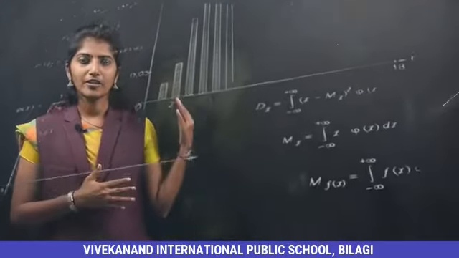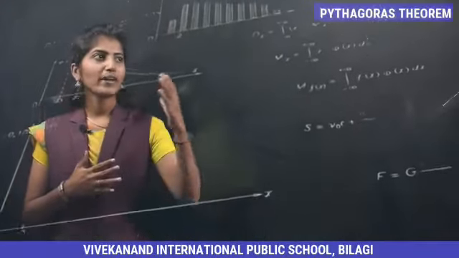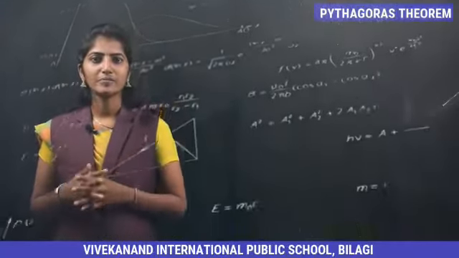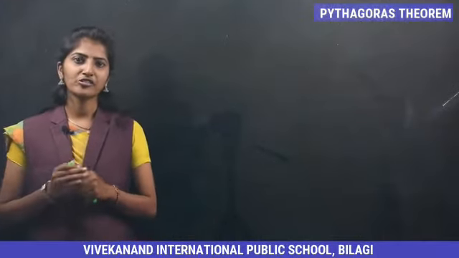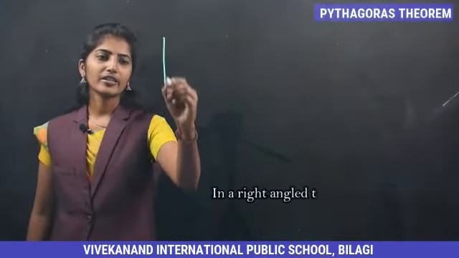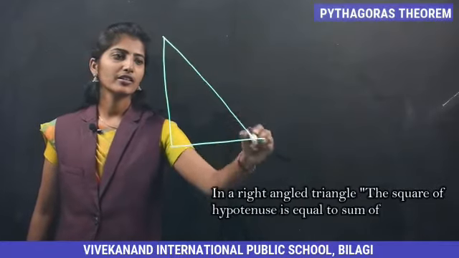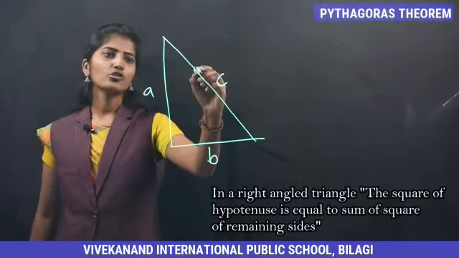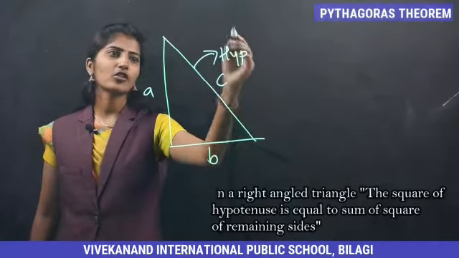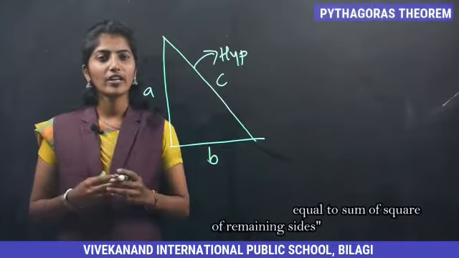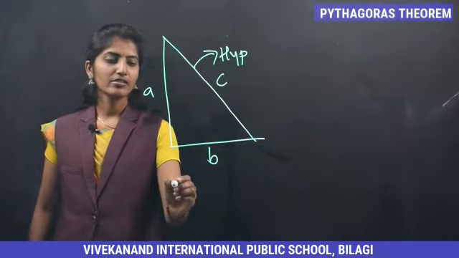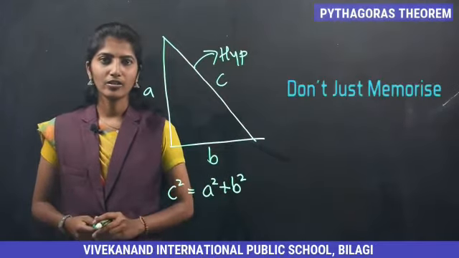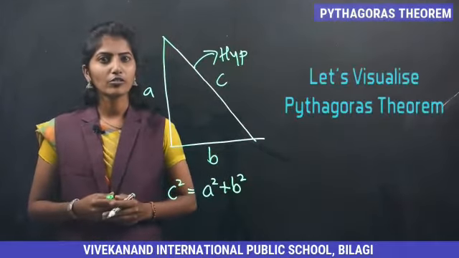So here we are going to talk about Pythagoras theorem. So are you excited? Then why wait? Let's get in. According to Pythagoras, he stated that in any right angle triangle, if you consider the sides like A, B, C, the square of the hypotenuse is always equal to the sum of the squares of the remaining sides, as C square is equal to A square plus B square. So let us visualize your Pythagoras now.